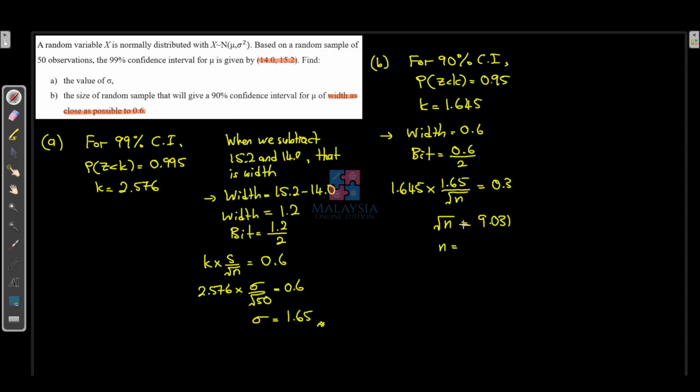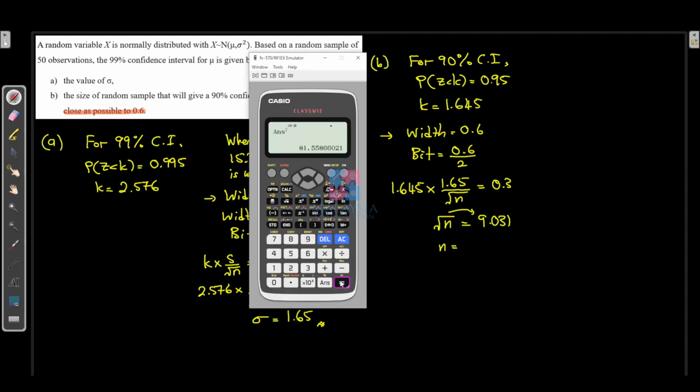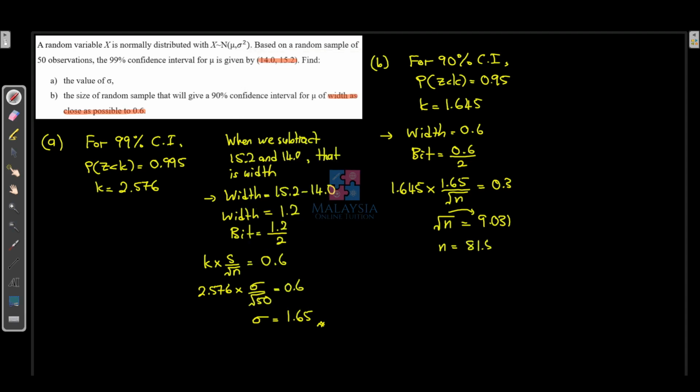When we shift the square root to the right hand side, it is going to be squared. So when we square this, you will get 81.56. Since our n must be an integer, you can choose between 81 or 82. But since 81.56 is closer to 82 rather than 81, the answer that will give you the width as close as possible to 0.6 is n equals 82. So that's how you get the answer for question number 2, part B.